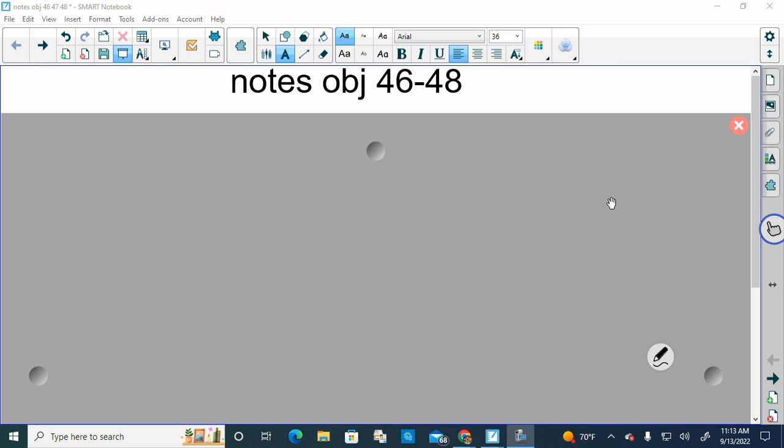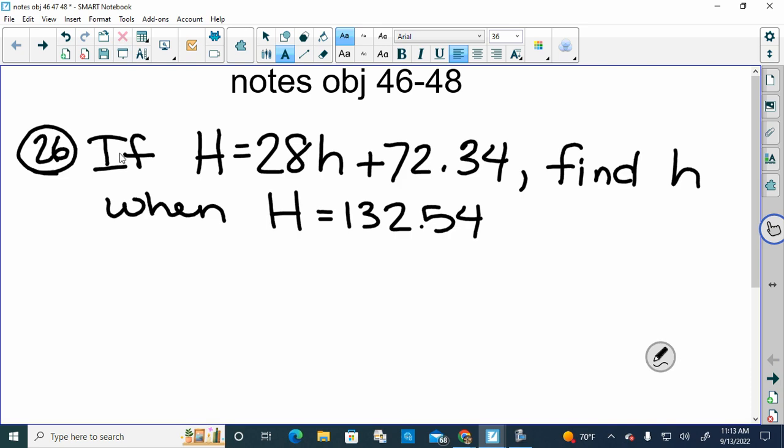So, okay, here we go. So you're writing this down. I'll give you some time. It's an actual sentence. So if capital H is equal to 28 little h plus 72.34, they want us to find little h when the big H is 132.54.